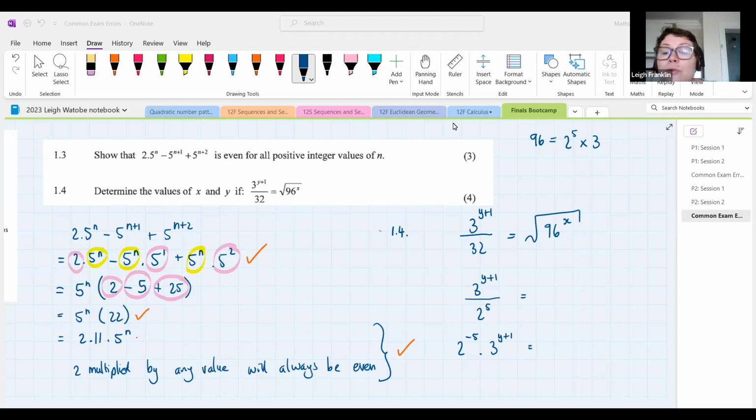So what I can do, if I want to do it all in one step, is write that 96 as 96 to the power of x divided by 2. Does that make sense based on the discussion that we were having earlier? To get rid of the root, I would need to divide the exponent by 2. Yes, okay. Now I'm going to write 96 as 2 to the power of 5 times 3, and now I've got to raise that to the power of x over 2.